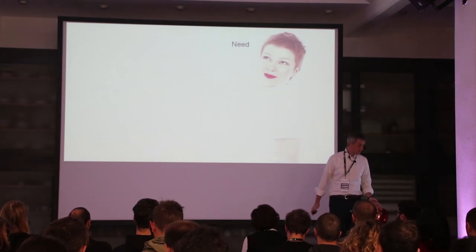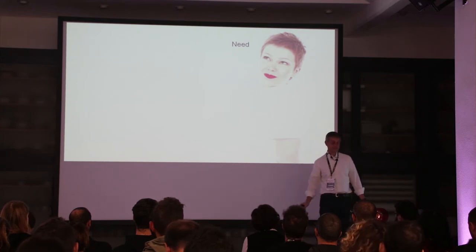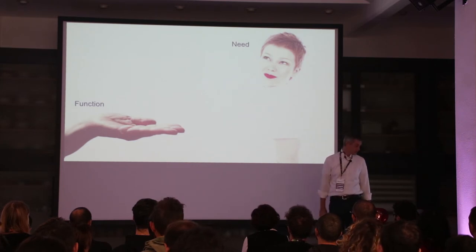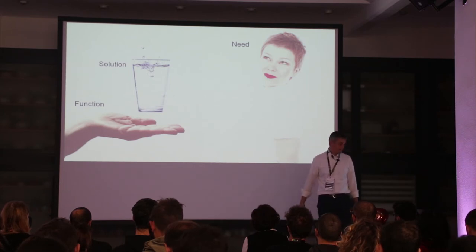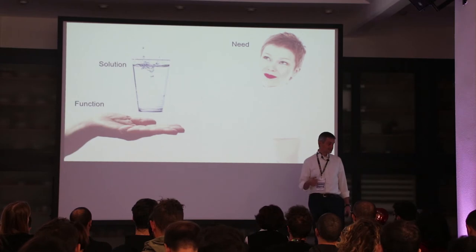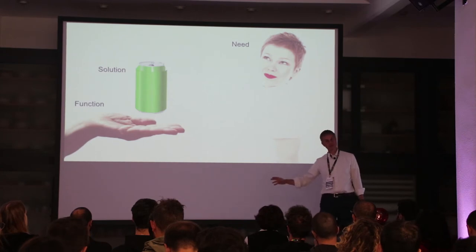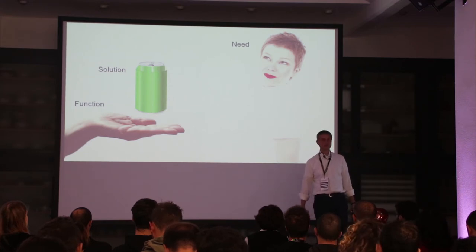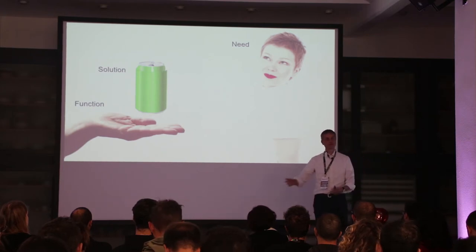For example, Mary is thirsty. This is her need. I can design a system that gives her, and that's a function, a glass of water, and this is the solution. But if I don't have glasses or water, I can design a system that gives her a can of iced tea. That is a different solution, for example. And maybe the system changes because the system should be able to open the can, or bring it in a different way. It's different from the glass.